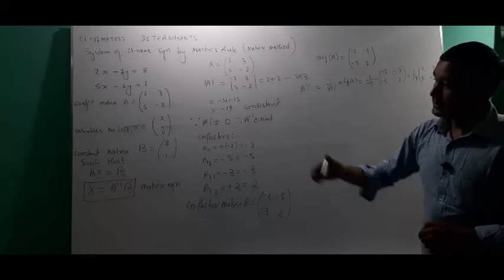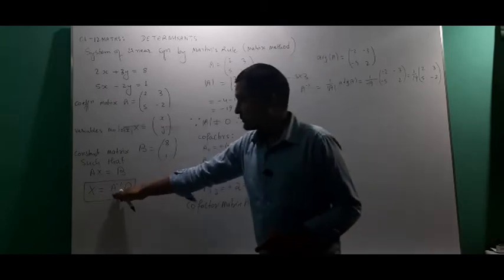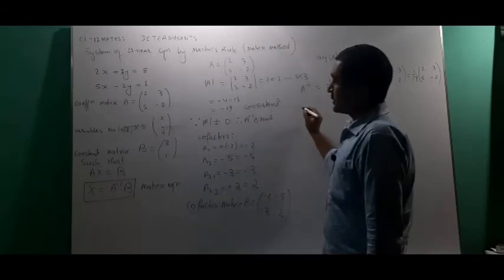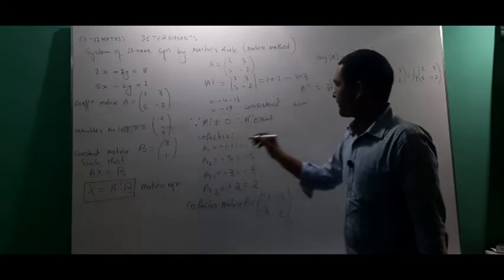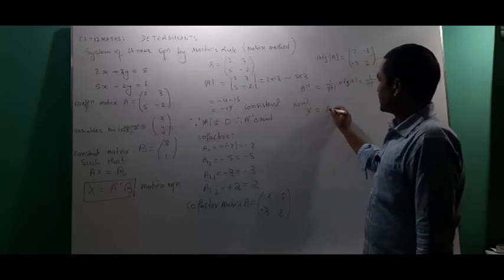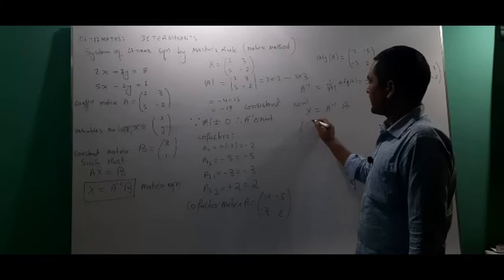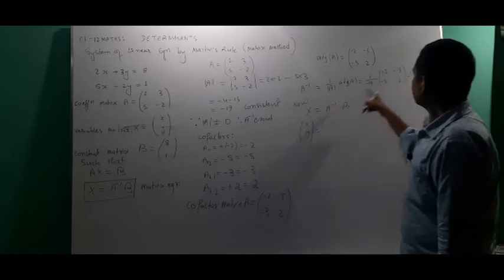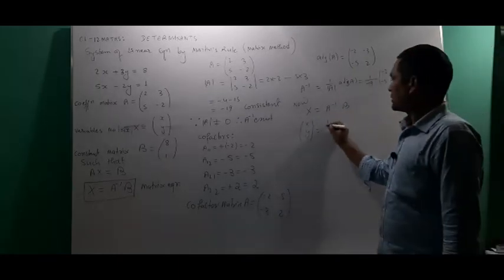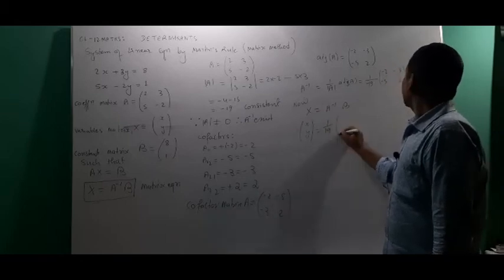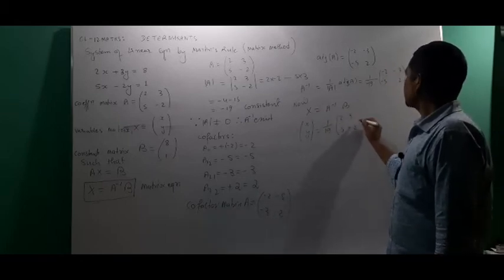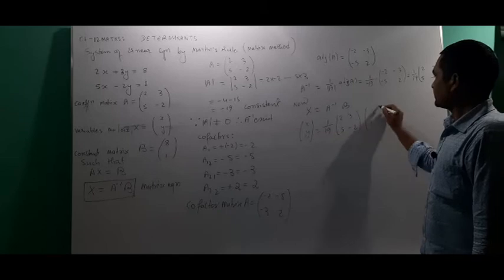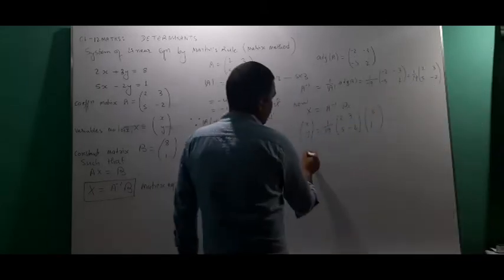Then after getting the inverse of the coefficient matrix, we'll use the matrix equation formula to solve the equations. Now what is the formula? X is equal to A inverse B. Now substitute the values. Matrix X means XY, then A inverse means 1 by 19, then 2, 3, 5, minus 2, then B is how much? 8, 1.